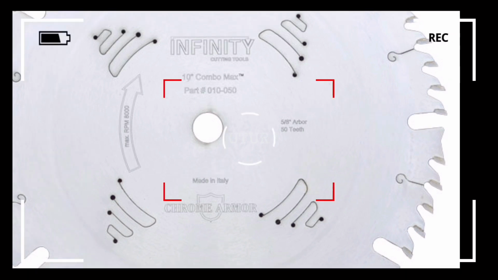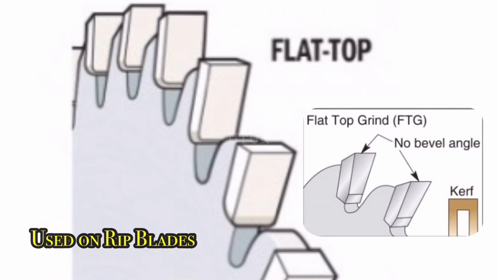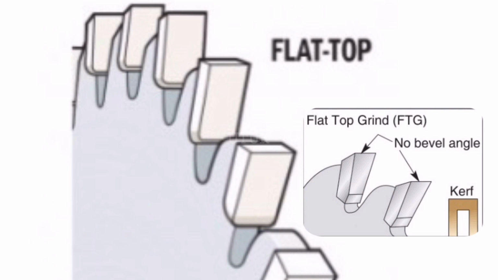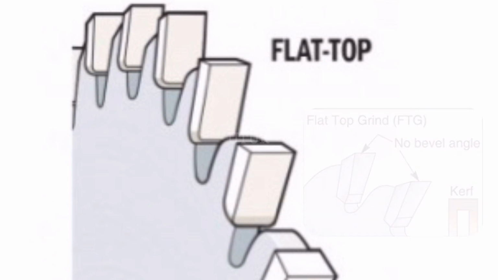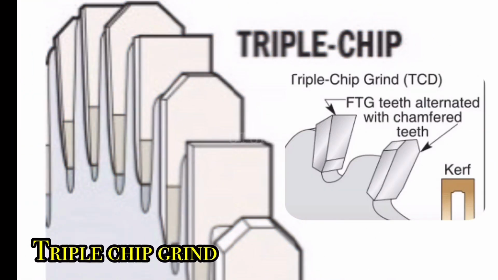The next tooth configuration geometry is the flat top grind teeth. They are used mainly on rip blades where a fast feed rate is important to prevent overheating and where bottom side tear out isn't an issue, as the cut runs parallel to the wood fibres or along the grain of the wood fibre. The next tooth configuration is the triple chip grind.